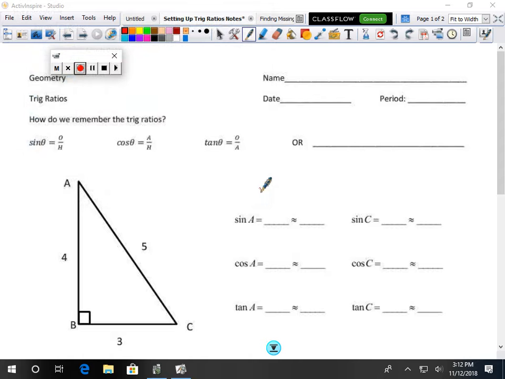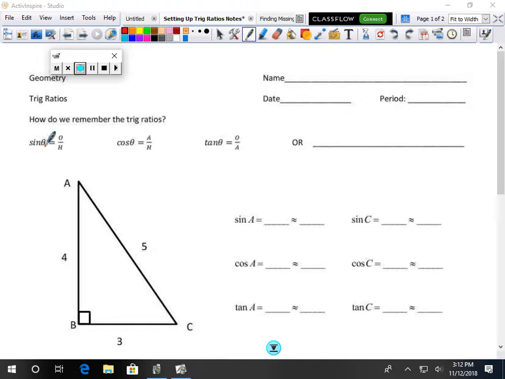Alright, so today we're taking a look at how to set up trig ratios. To begin, here are the formulas. Sine theta equals O over H, so this would be the opposite side over the hypotenuse side. Cosine theta is equal to A over H, so this would be adjacent over hypotenuse. And tangent theta is equal to O over A, which would be opposite over adjacent.